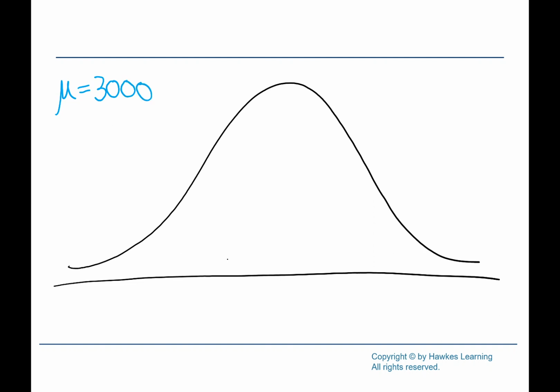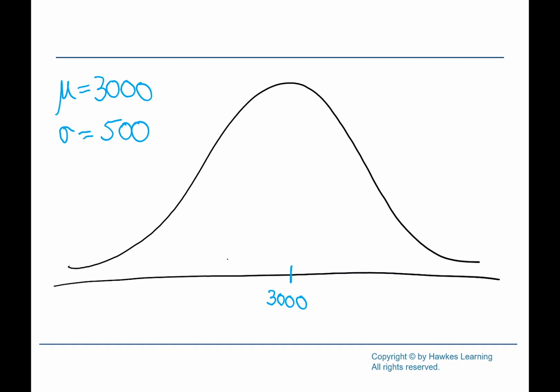So I know that's the number right here in the middle, 3,000, because it's symmetric. And then it said the standard deviation, what was it? It was 500 grams. So the standard deviation tells me how much to go up for each step. Okay, we're going in steps of standard deviation.